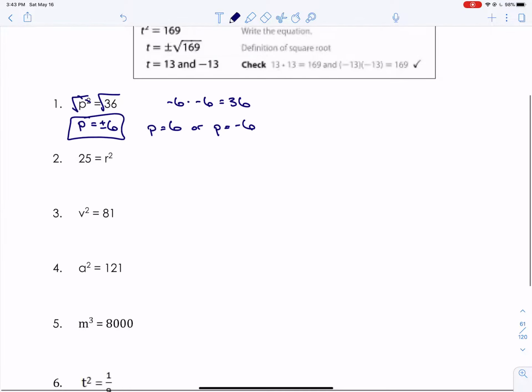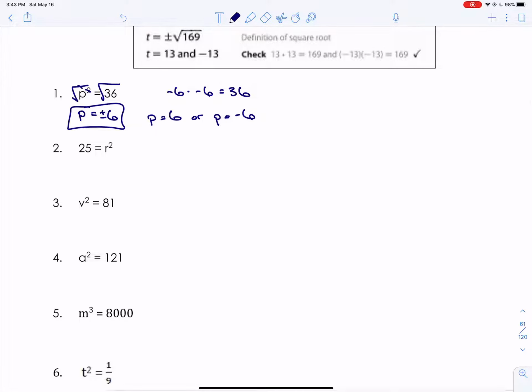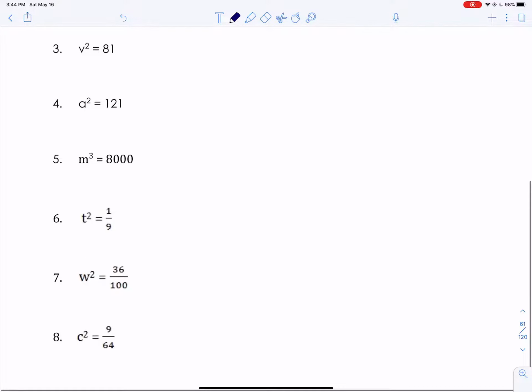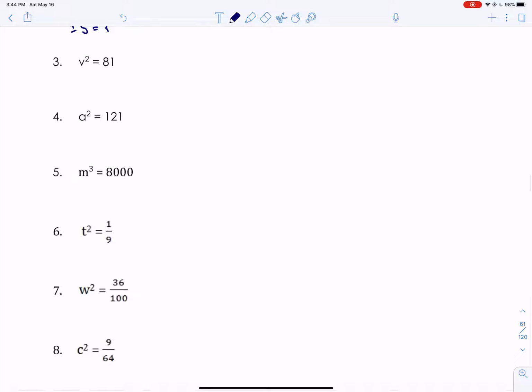So that's the same for all of the square roots. Even if it's on the right side like number 2, we just do the same thing. But we get plus or minus 5 equals r. Okay, so that's it. Now we move to the one cube root. This time we need to take the cube root on both sides. For a cube root, we do not need to put the plus or minus. It will be one or the other.